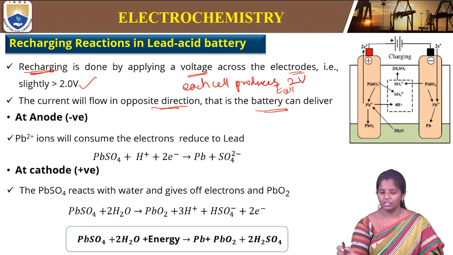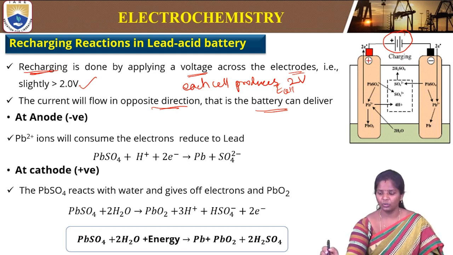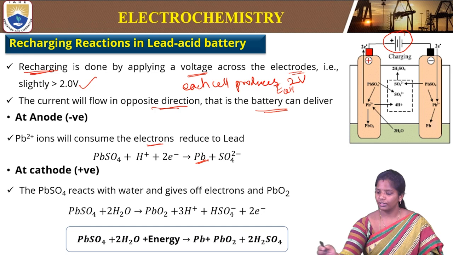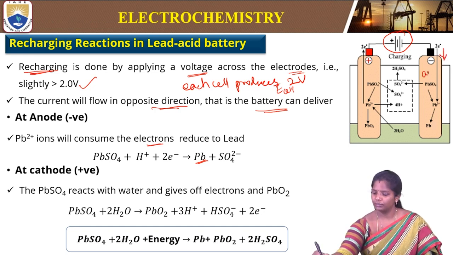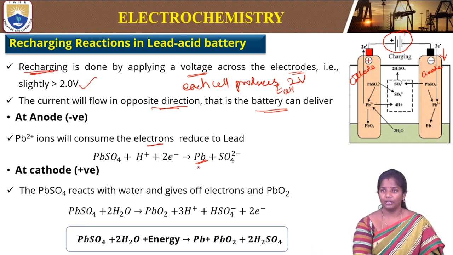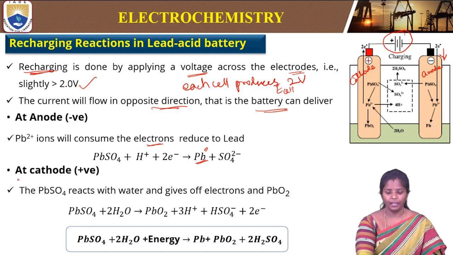So during charging of the battery, what happens? This is the charging, that is, we are supplying electrical current. So at anode what happens, and at cathode what happens? At cathode we will see in detail. Lead 2+ ions will consume 2 electrons to form lead. This is anode and this is cathode. So it is consuming 2 electrons from the electric current that is flowing, and it forms lead in the 0 state. The metal will be regenerated.